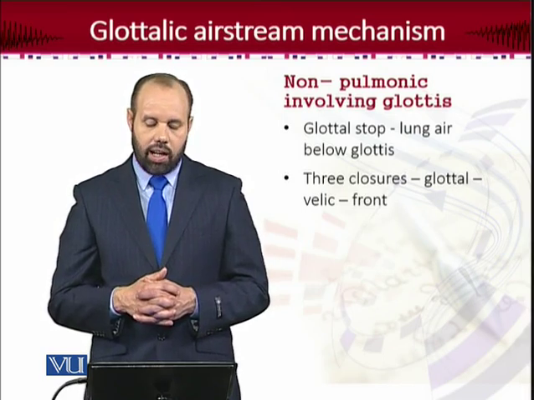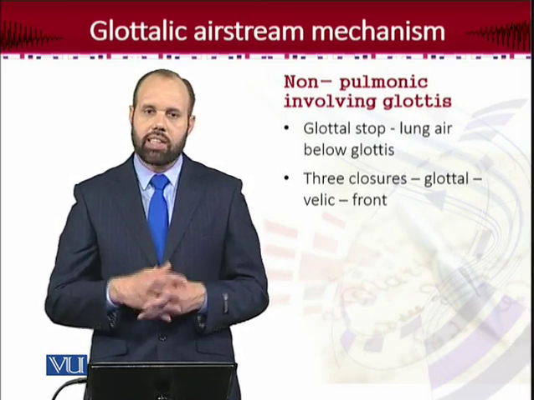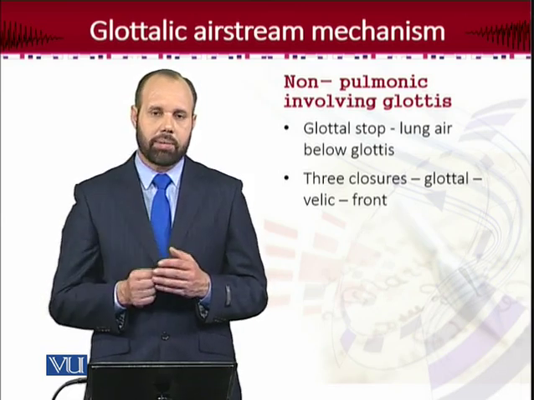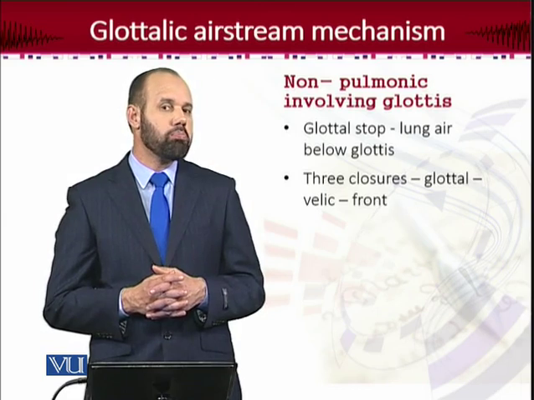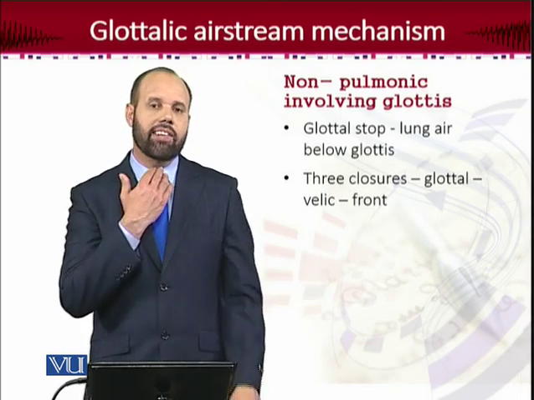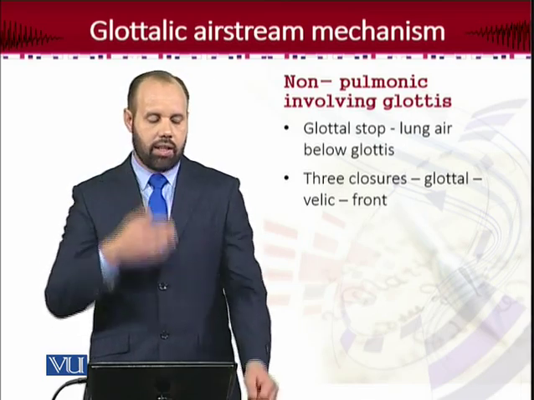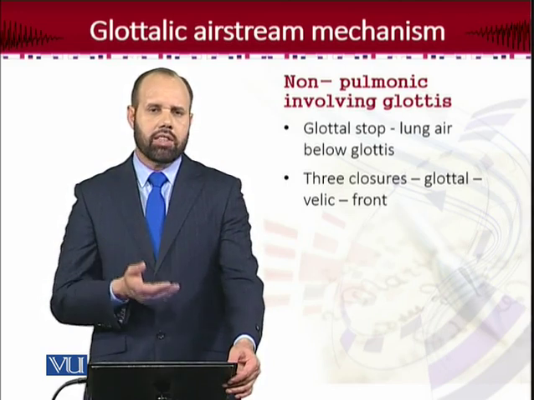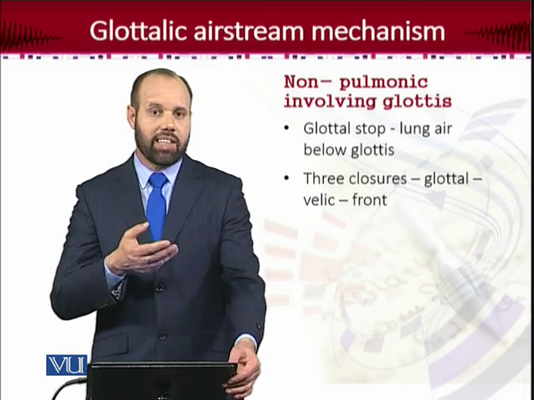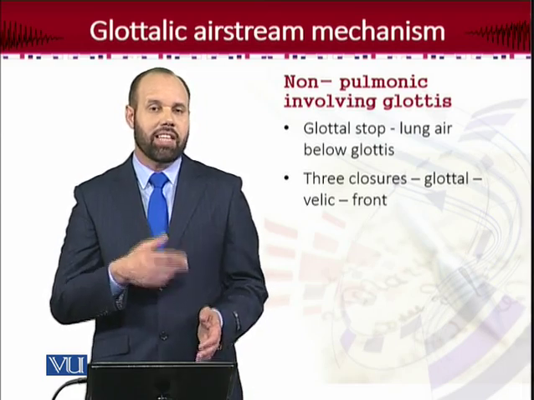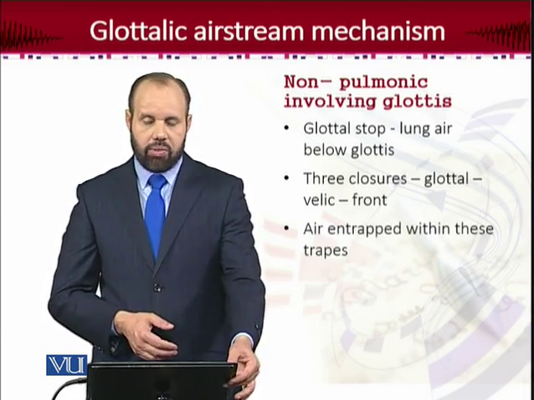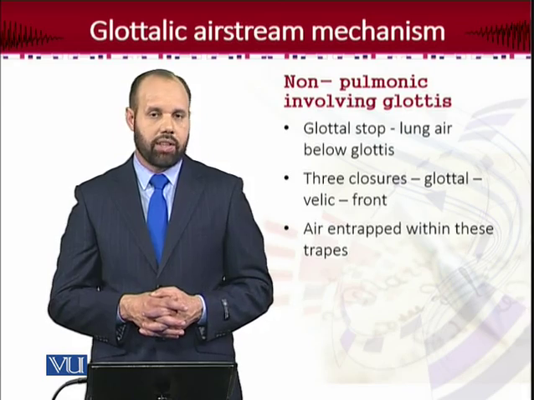And then the third closure is, if it is a bilabial sound, made at the lips, in this shape, right? So three closures are there in the glottalic airstream mechanism: one at the larynx, second at the velum, and third at the lips. It could be at the dental or alveolar also, depending upon the place of articulation, the place of production of the sound. So three stops are required, and the air is entrapped within these three closures.